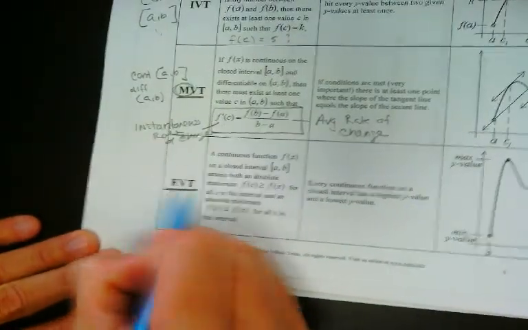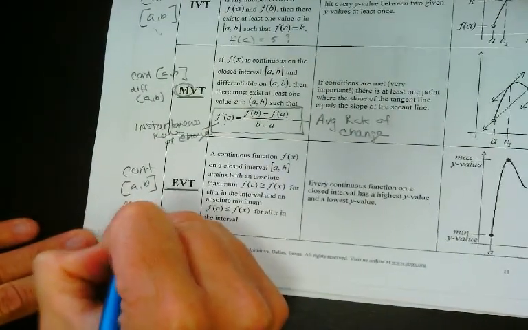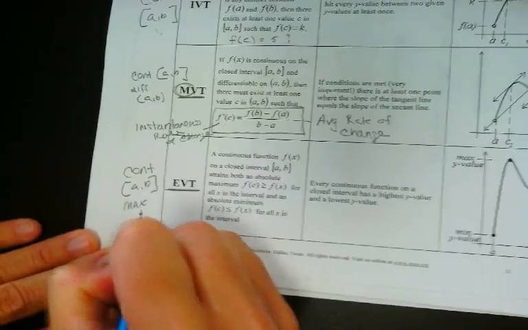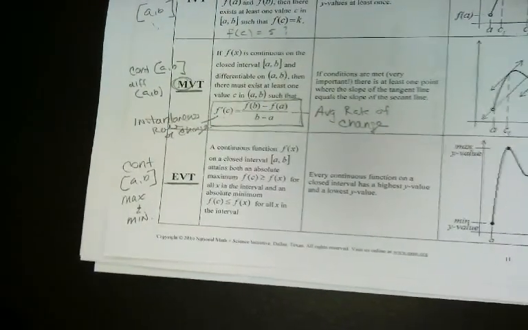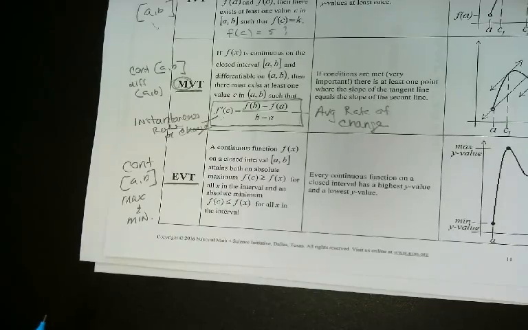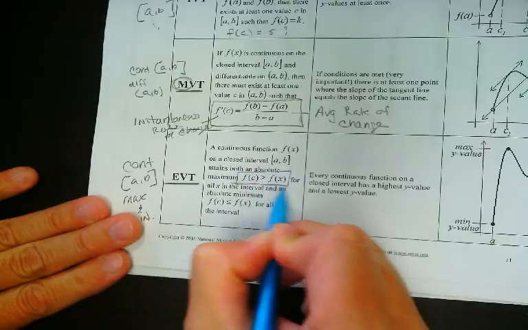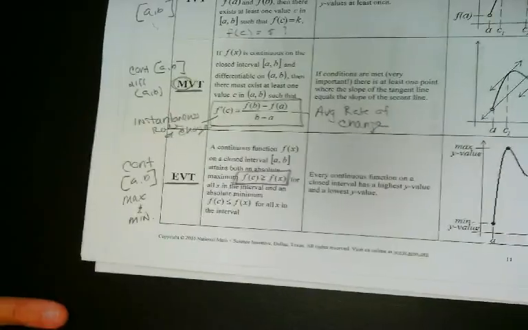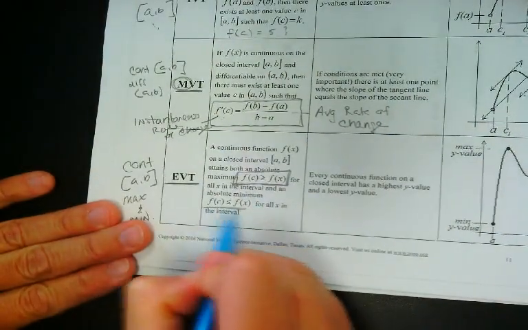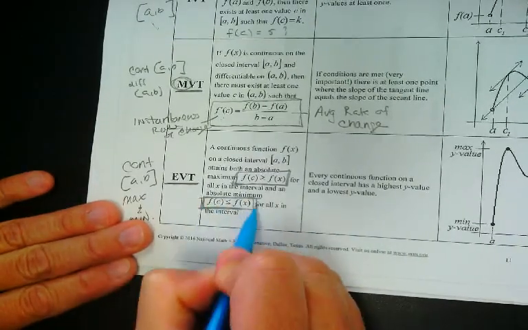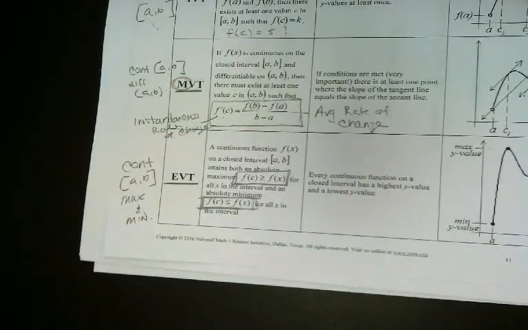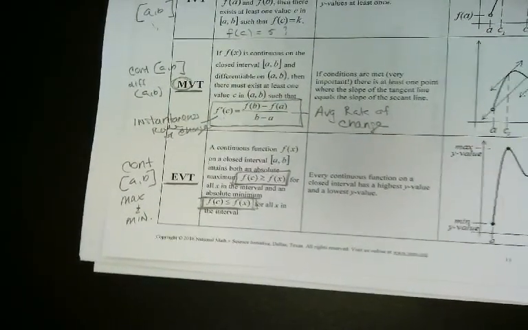The EVT, okay, the only condition is that you have to be continuous. All the EVT says is that if you're continuous, you are guaranteed to have a max and a min. Now, the way they write max and min is really important. You'll see this notation in here. F of c is greater than or equal to f of x represents our absolute max, and f of c is less than or equal to f of x represents our absolute min. Every continuous function has an absolute max and an absolute min. Those are the three theorems that we've got to keep straight.